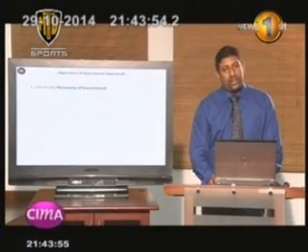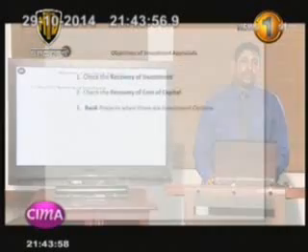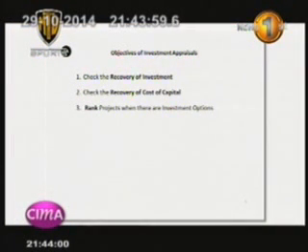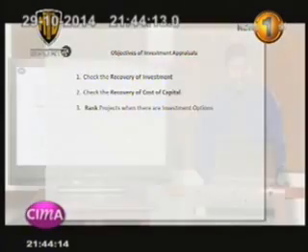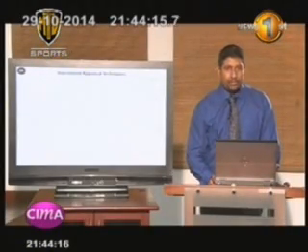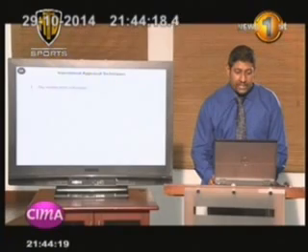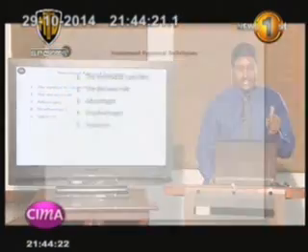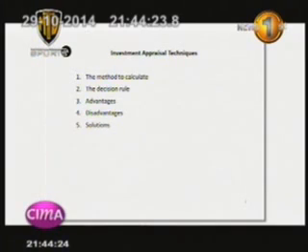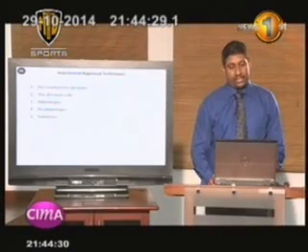Investment appraisal techniques. Objectives of investment appraisals. Always when you invest in a project, you need to check whether your investment is recovered. Then recovering the investment is not enough, cost of capital also needs to be covered, and on top of it you need to get something out of it. And also if you have multiple projects, you need to rank projects when there are resource constraints, capital constraints. For all investment appraisal techniques you need to know 5 things: the methodology, the role, advantages, disadvantages and the solutions for all the disadvantages you have.